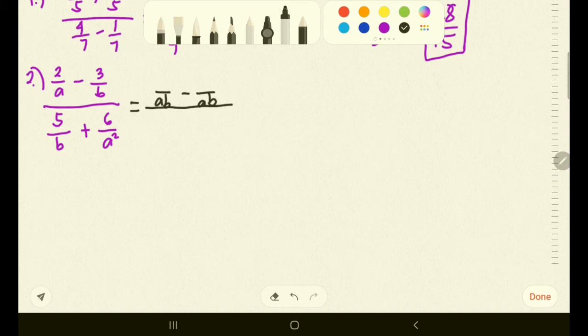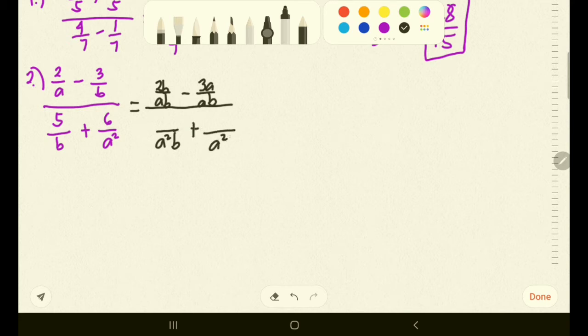ab divided by a, LCD divided by the existing denominator, is b, times 2, that is 2b. Then ab divided by b is a, times 3, that is 3a. The same with the denominator, you have 5 over b plus 6 over a squared. They are also dissimilar fractions, so you look for the LCD, which is a squared b.